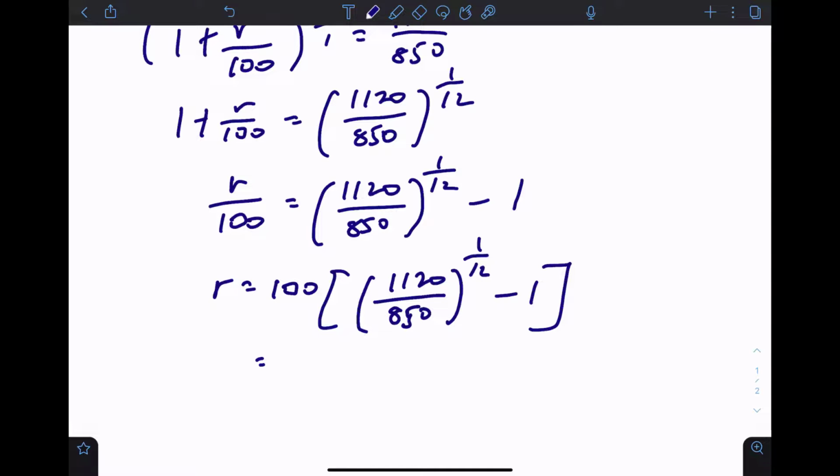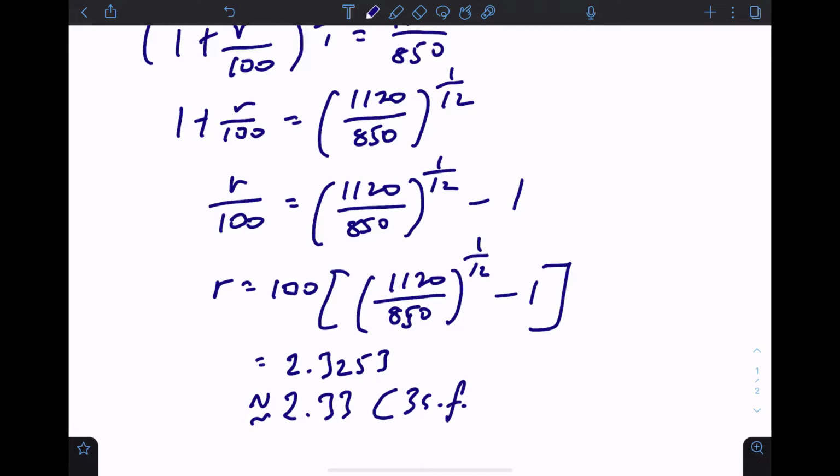So we just need to punch it into the calculator and we'll be able to achieve our answer. 1120 divided by 850, to the power of 1 over 12, minus 1, times 100, and we'll get R to be 2.3253. Rounding to three significant figures, 2.33. This is our 3 SF final answer.